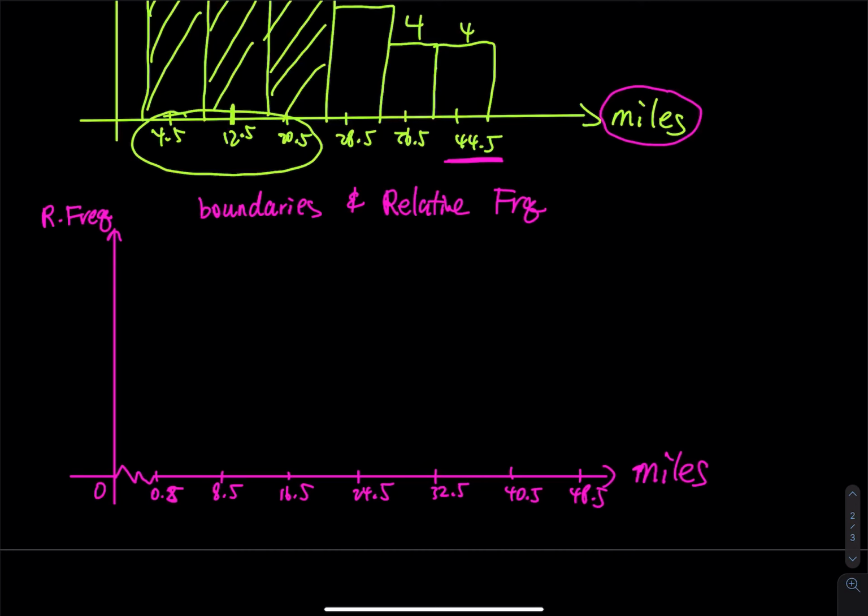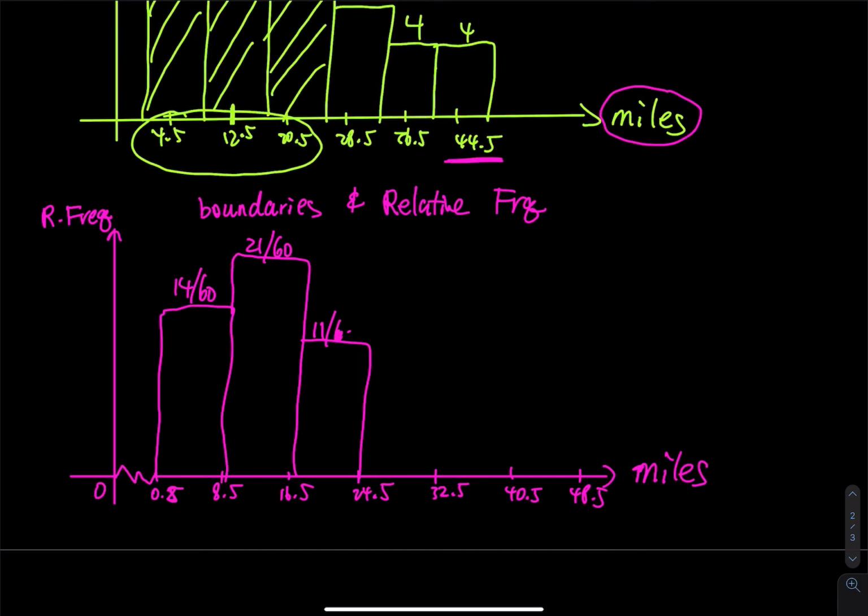Relative frequency. So the first one is 14 over 60. This is 14 over 60. And then a 21. Just put a number on top of that. And then 11. And then 6. And then 4. All right, so that's it. This is using boundaries and relative frequency.